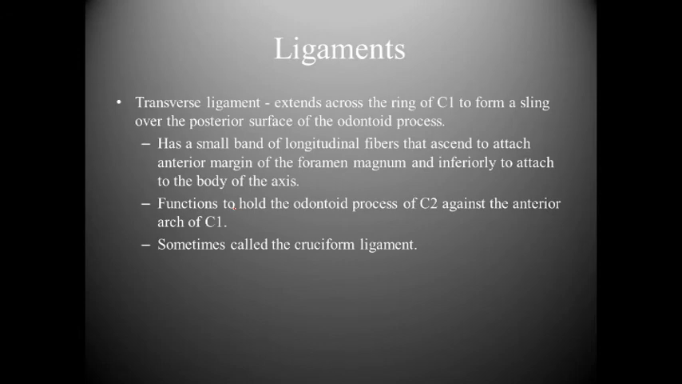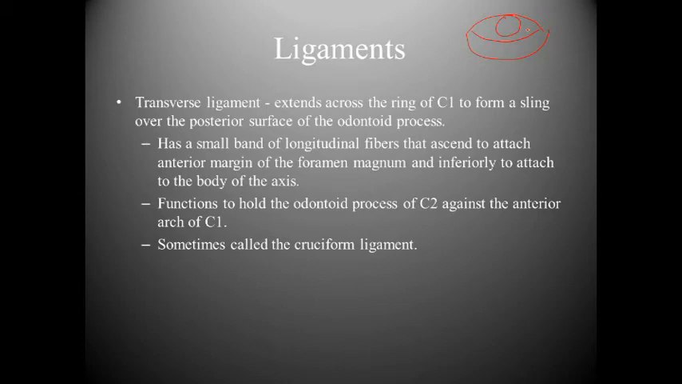The transverse ligament extends across the ring of C1 to form a sling over the posterior surface of the odontoid process. So basically you have anterior arch, posterior arch, the odontoid sitting in here, and then there's this transverse ligament which kind of runs along the ring of C1 to hold the odontoid process in place, to keep it from moving all over the place.